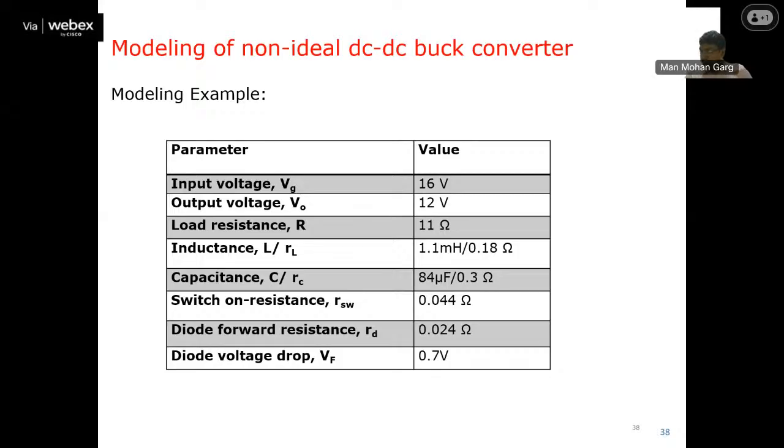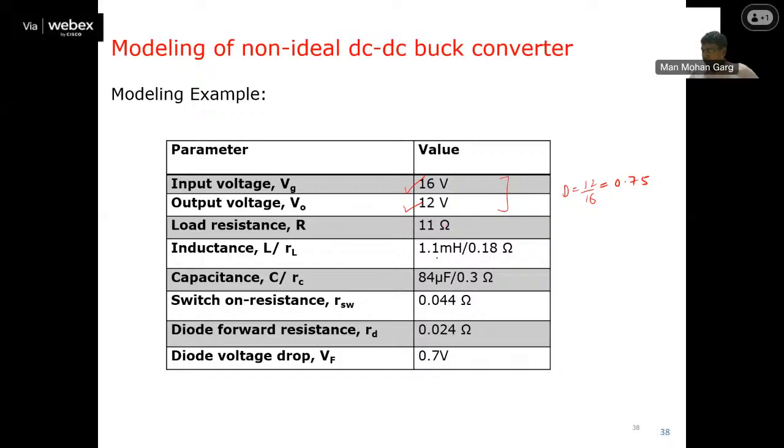So these are the parameters we are considering. Let's say we are taking one modeling example where input voltage is 16 volt, output voltage is 12 volt. So what is the duty cycle? 12 upon 16. That comes out to be 0.75. That is the duty cycle. Now load resistance is 11 ohm.